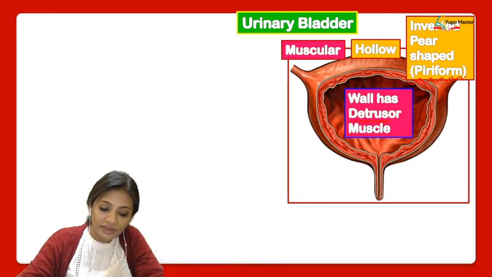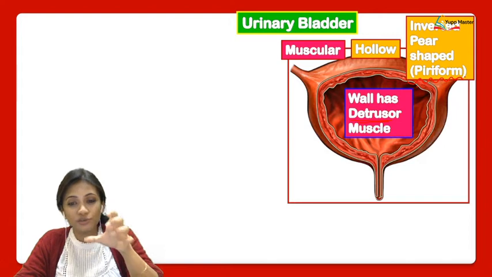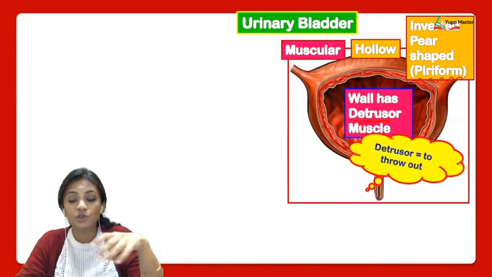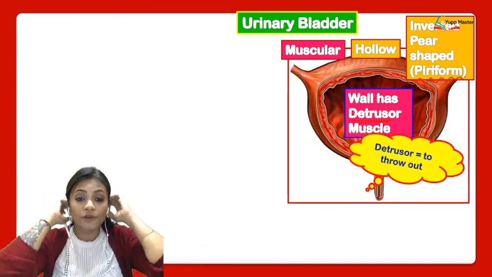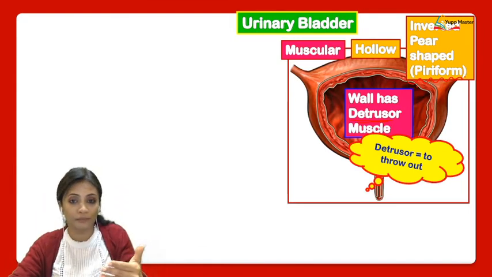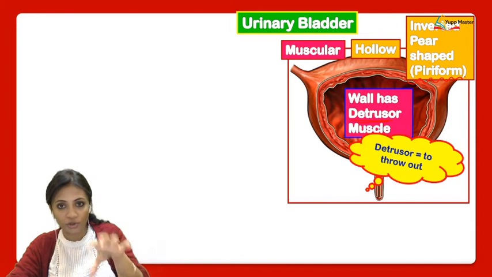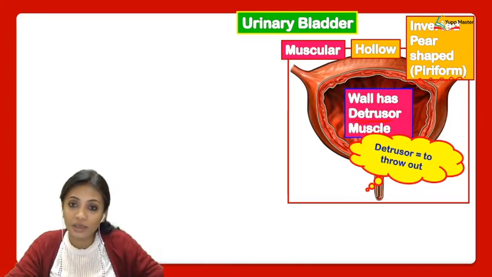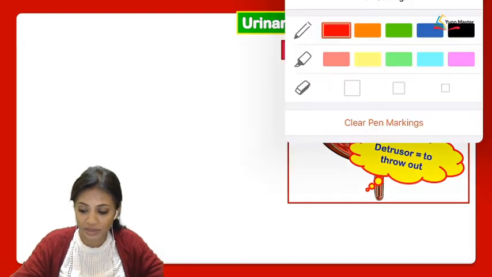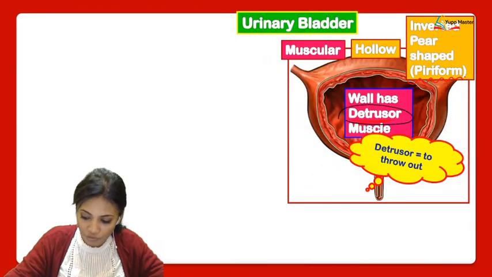Why is it called detrusor? Because detrusor, basically, the word means to throw out. And what is the function of this urinary bladder? The function basically is to throw out urine. And that's why only when we're talking about the urinary bladder, the wall is called as having a detrusor muscle. Don't forget this name of detrusor. Alright.